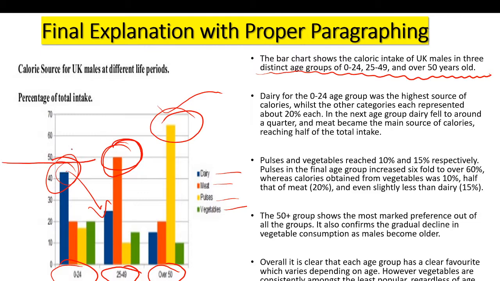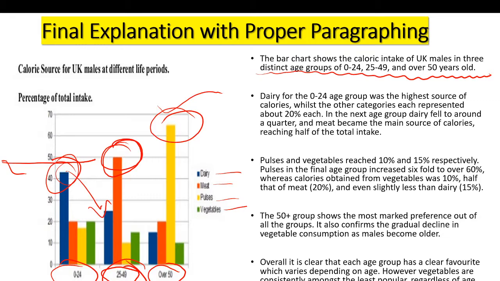So it's 50% in the second age group of 25 to 49, so it became the main source of calories, reaching half of the total intake. Pulses and vegetables reached 10% and 15% respectively. So 10% and 15% respectively was the pulses. And in the final age group, pulses increased sixfold to over 60.